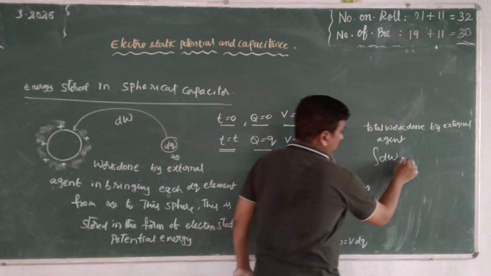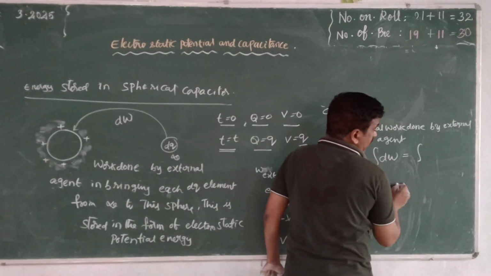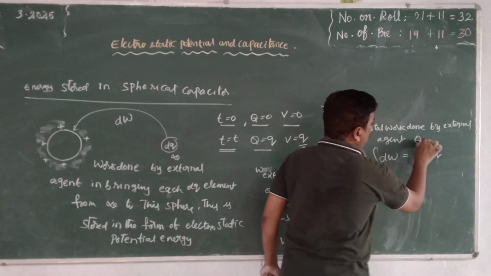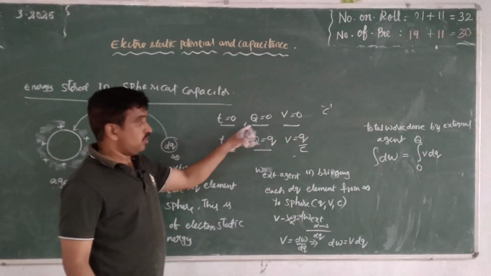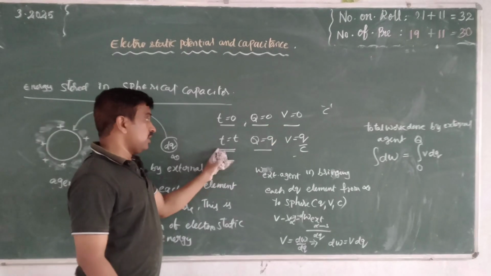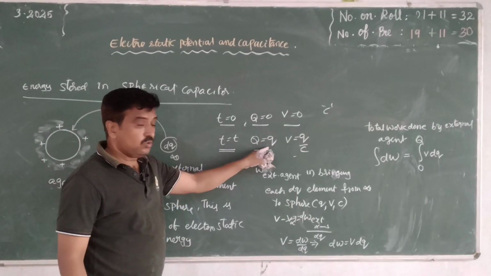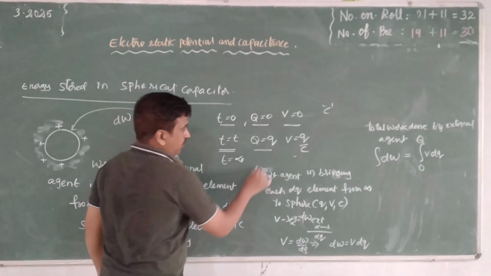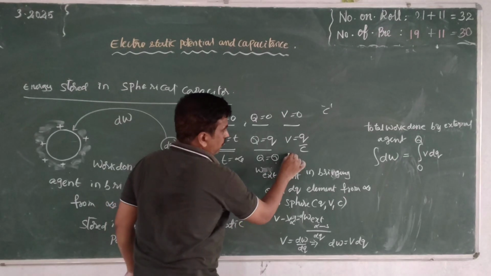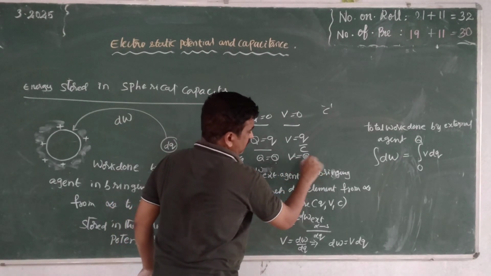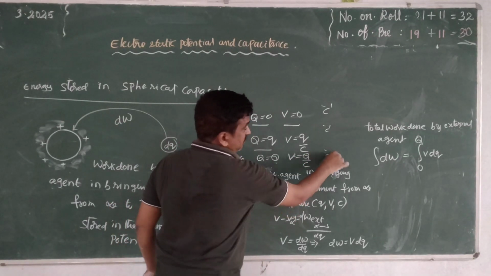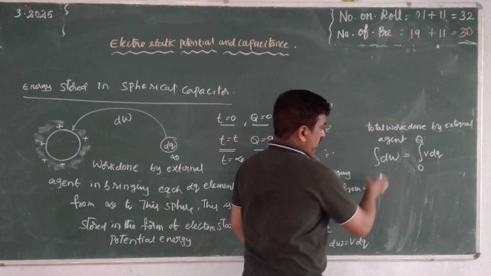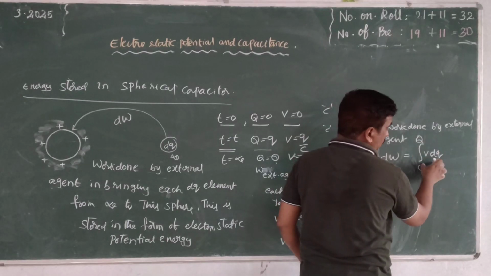So we can write dW equals the integral of V dq. Where to where? 0 to Q. At t equal to 0, charge is 0 and potential is 0. At time t, charge is small q and potential is q by C. At t equal to infinity, q equals capital Q and V equals capital Q by C. So finally, capacitance is defined here, and dW equals the integral from 0 to Q of V dq.